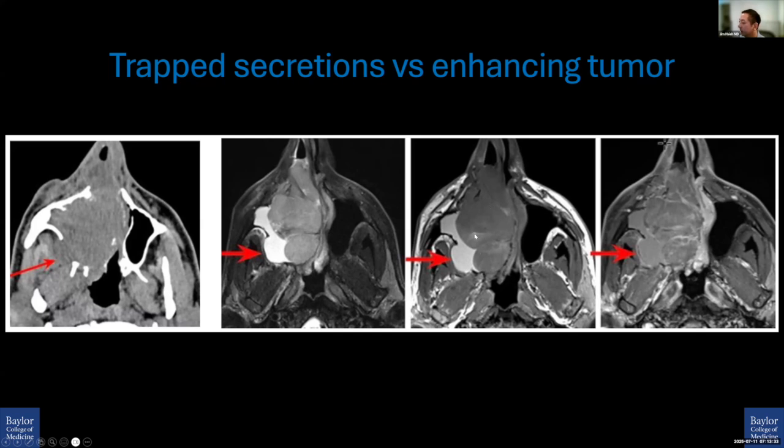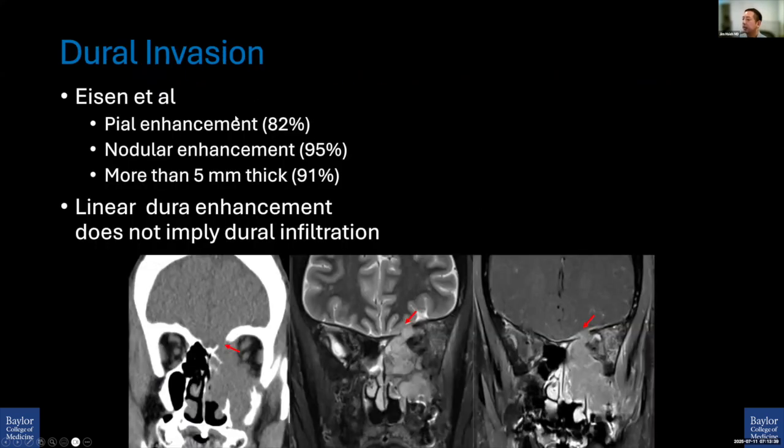You can see on the T1 that there are portions that have a bright signal. MRI is really much better than CT in terms of accurately predicting dural invasion. Eisen et al. investigated this. They found that pial enhancement was 80% accurate, nodular enhancement 95% accurate, and more than 5 millimeters in thickness, 91% accurate in predicting dural invasion.